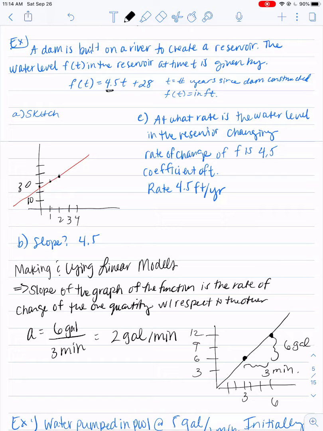C is, at what rate is the water level in the reservoir changing? So we know that our rate is going to be our coefficient of t, which is the slope. So our rate of change of f is 4.5. So that's going to be 4.5 feet per year. So don't forget the units when we're doing rate of change for applied problems.